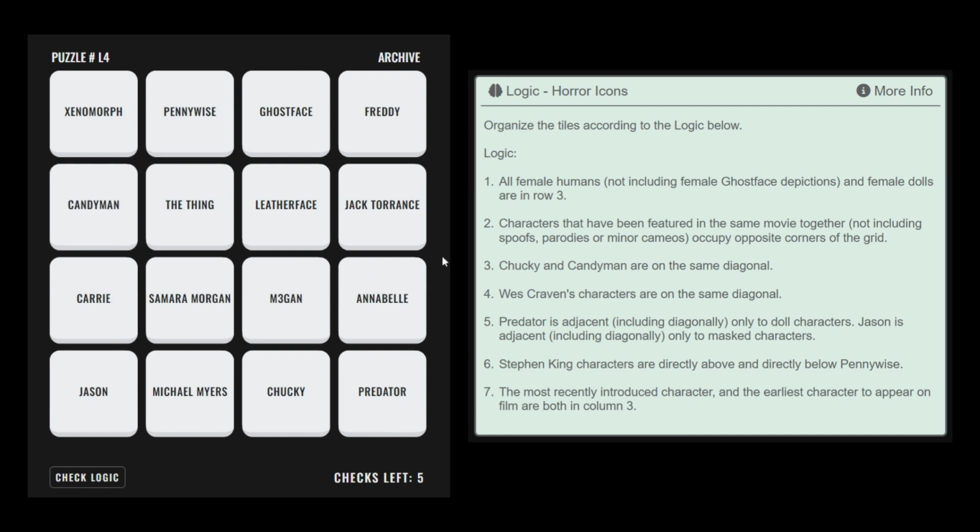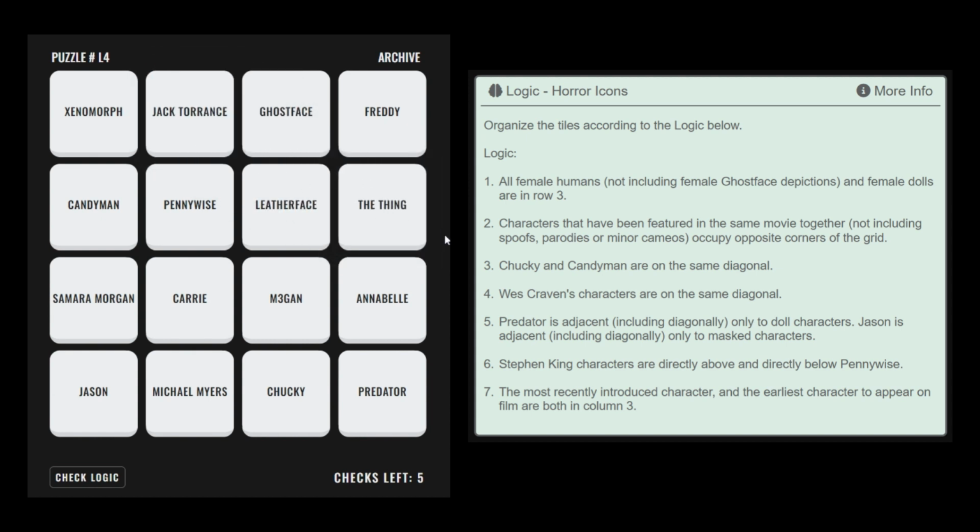From rule number 6, Stephen King characters must be both above and below Pennywise from Stephen King's It. Carrie, Pennywise, and Jack Torrance, from The Shining, are the only Stephen King characters. For rule number 6 to be followed, Carrie must be placed in this position in row 3, so that Pennywise can go above Carrie, and then Jack Torrance can go above Pennywise.